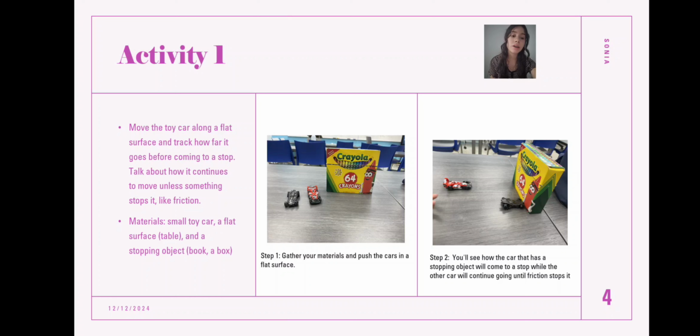For step 1, you're going to gather your materials and push the cars on a flat surface. Step 2, you'll see how the car that has a stopping object will come to a stop due to the friction of the object, while the other car will continue going until friction stops it.